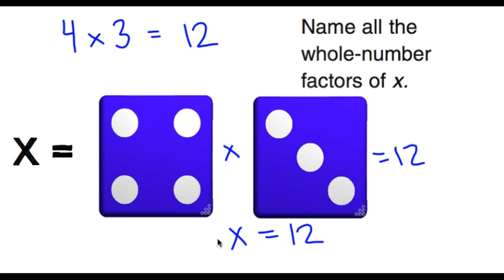So again, anywhere we see an x, we're going to replace it with 12. So we're going to get rid of that x and put a 12. Name all the whole number factors of 12. So we can do a factor rainbow down here.